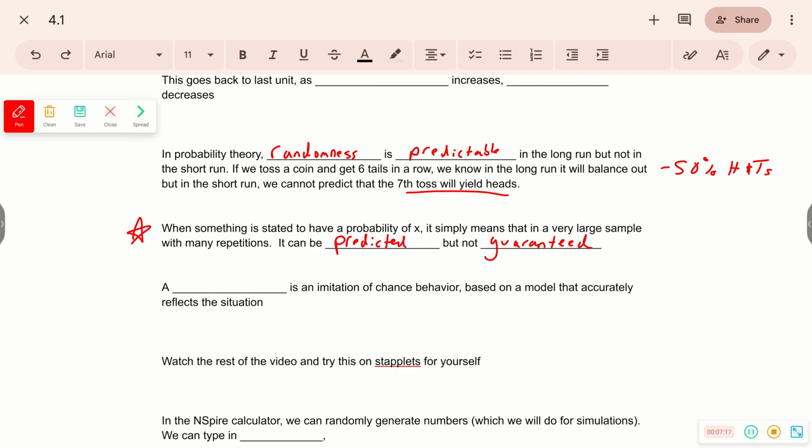All right. Simulation, we're going to do a bunch of these here. We did a little bit in the previous unit, but a simulation is just when we imitate a chance behavior based on a model that accurately reflects the situation. I'm going to jump down to the rest of this vocab down here, and then I'll show you on Statplets sort of what we're talking about here. All right, and you can sort of play around with that as you need to.